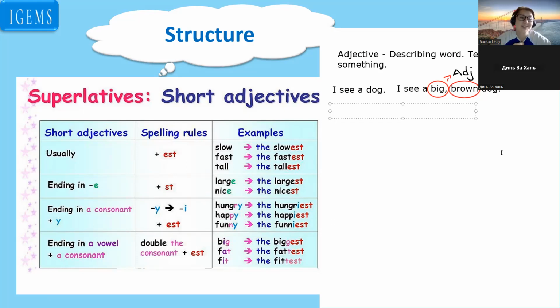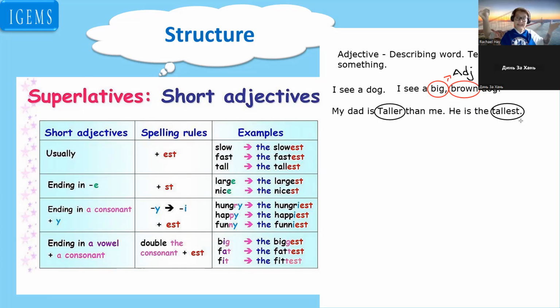Okay, who is tallest here? So you'll say, my dad is taller than me. He is the tallest. Okay. So you are saying my dad is taller. So tall will change to taller. And then the superlative means the biggest or the best or the last one in the list is the tallest.